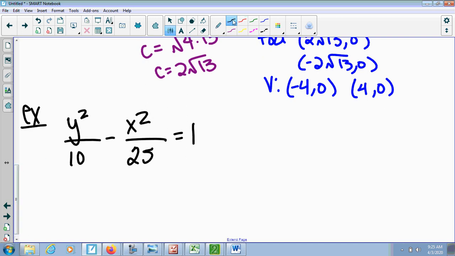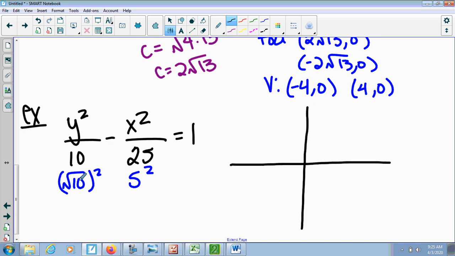Okay? Alright, so on this one it's a little bit different because 10's not a perfect square, so I can't just write that it is something squared. So instead, I'm going to have to say that we're going to do the square root of 10. That's square root of 10 squared. And then over here, 25 we know is 5 squared. So when I'm going in the y direction, I'll be going the square root of 10 away from our center.